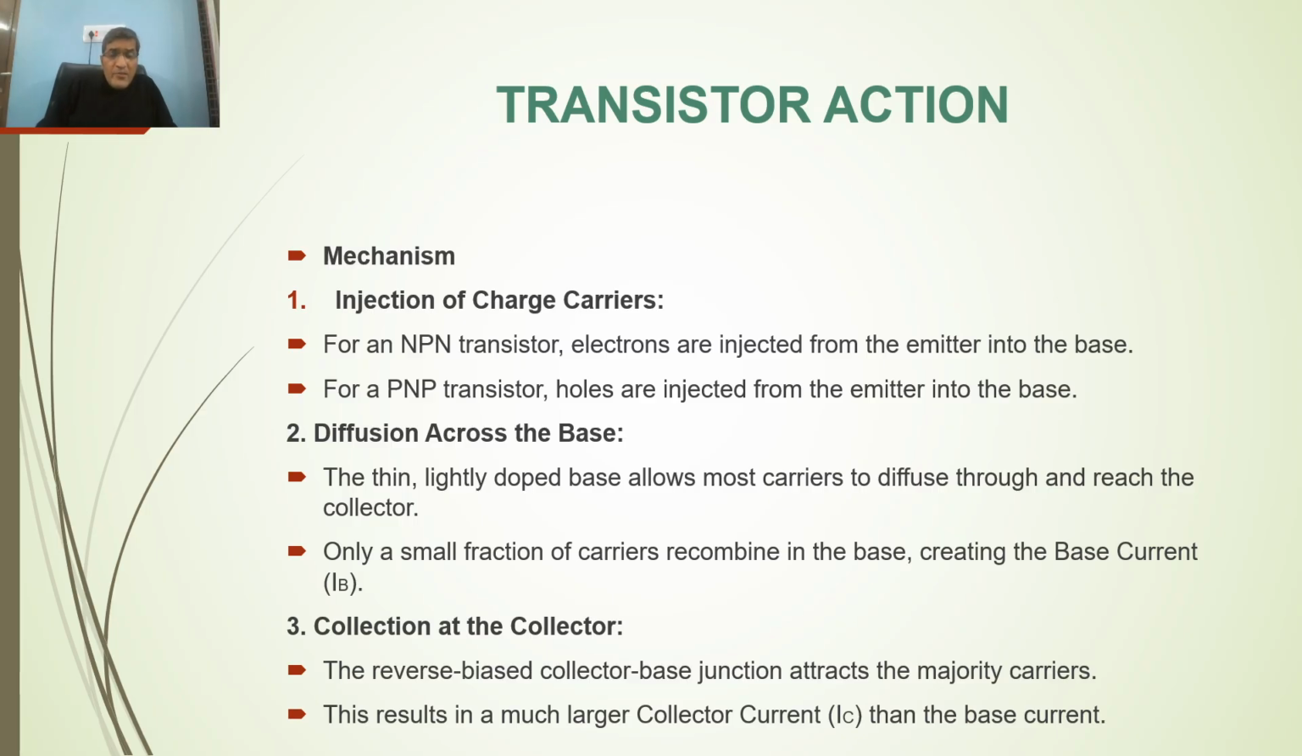Diffusion across the base: as you know, base is thin and lightly doped, so most of the charge carriers which enter from the emitter region into the base immediately diffuse towards the collector region. That's why the base current is very small, in the microampere range. So collection, that is the collector, here the reverse bias helps the charge carriers to be attracted towards the collector region.